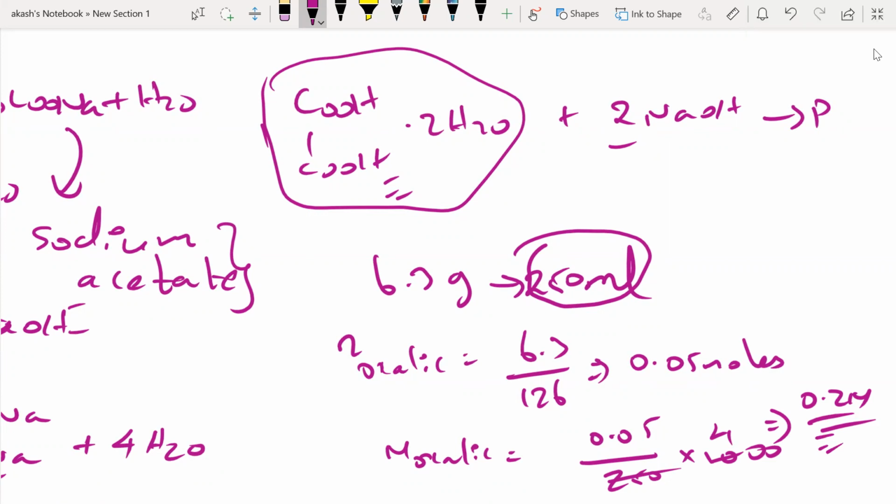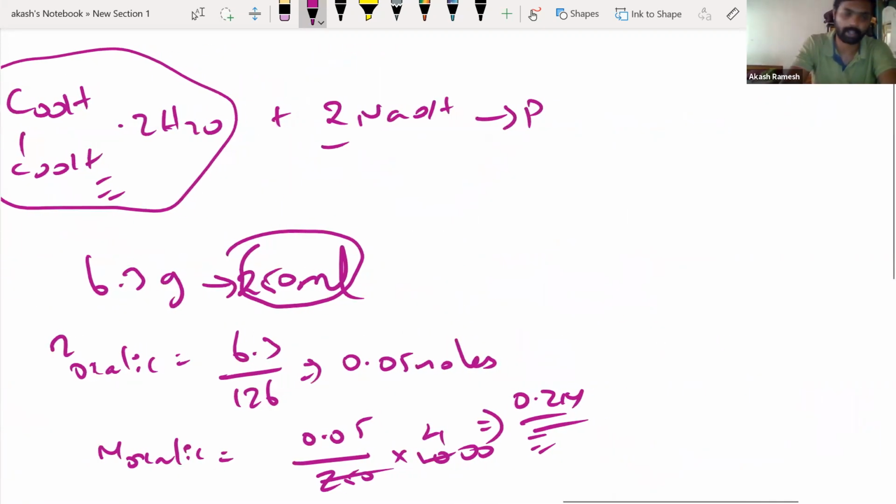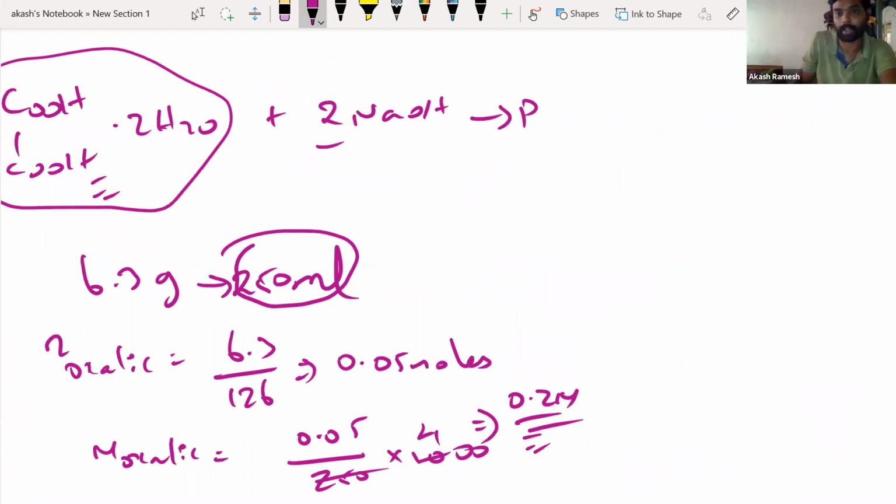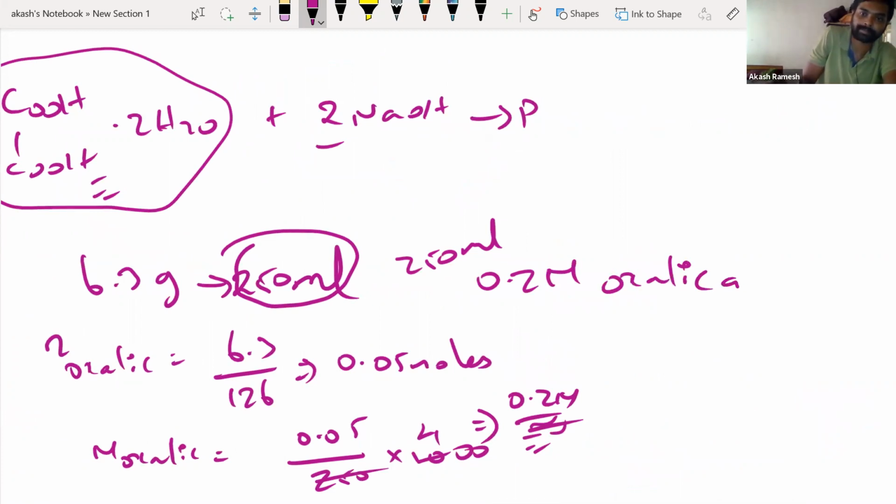Sir, but why do we need to calculate molarity? It's because, if I do the calculation and you just follow along, we will understand why we are calculating molarity. Okay, fine. So now we have calculated the molarity, that is 0.2 M. So what do I actually have? I have 250 ml of 0.2 M oxalic acid.